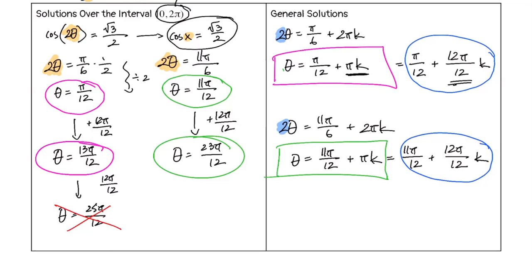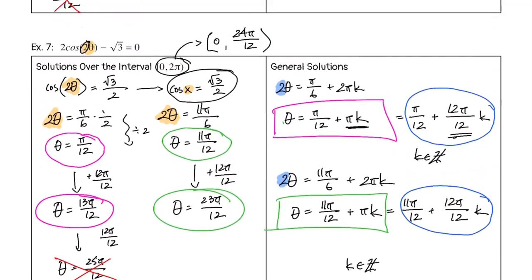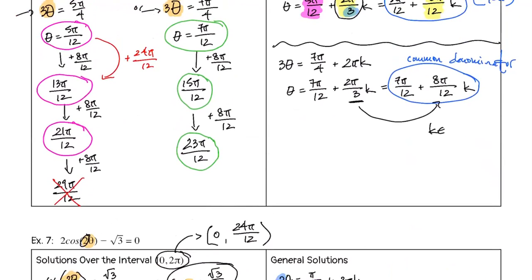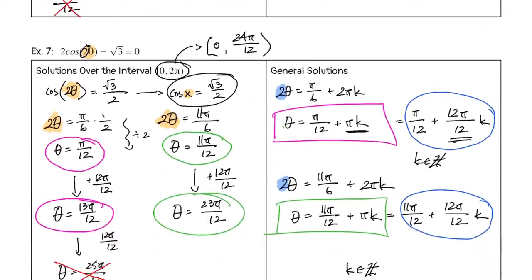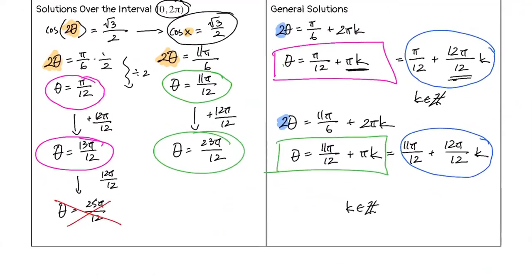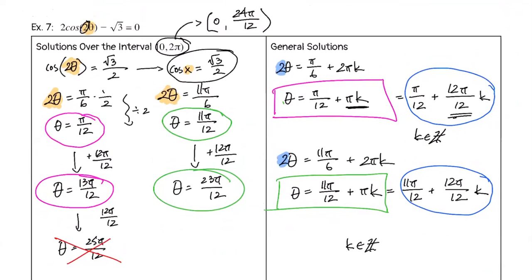And Thea, that's a good point. We should be making sure that we note that k is an integer for these. Okay. Let's go back. K is an integer. Okay. All right. So, did that second example make a little bit more sense than the first one? Or are we all still feeling kind of lost with this?